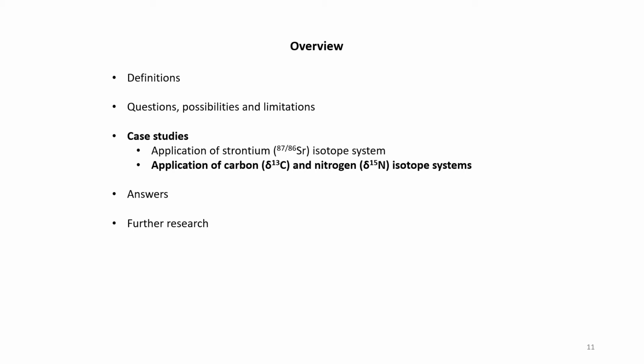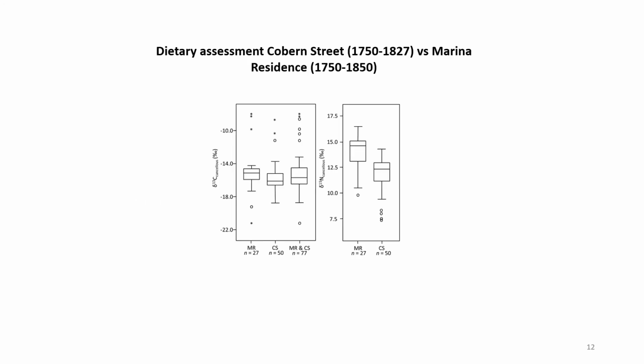The next example will demonstrate how the carbon and nitrogen isotope systems can be used to compare two populations, and in this case lead to complicated results, reminding us that the more lines of evidence considered to answer historical questions, the better our understanding of the past.